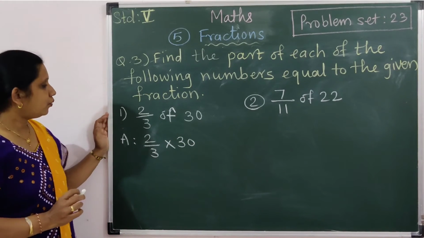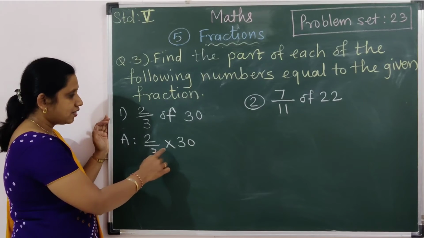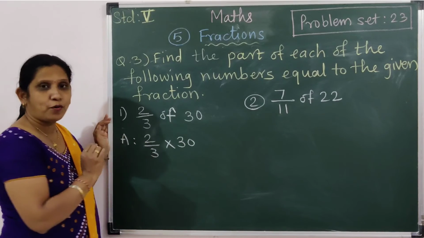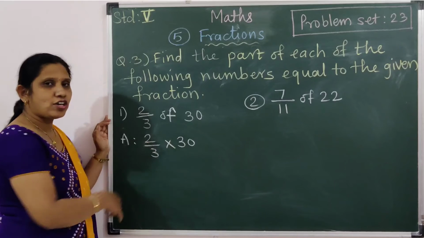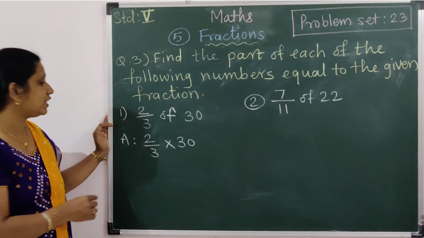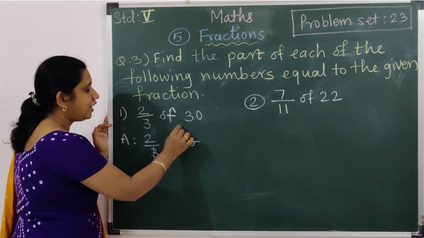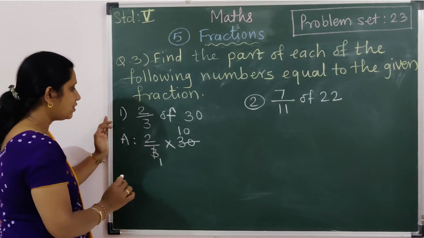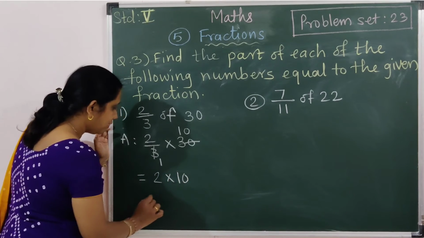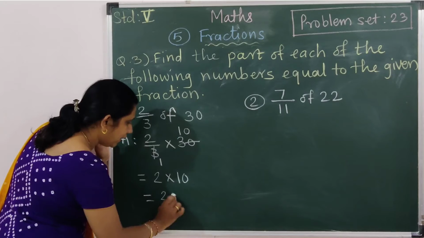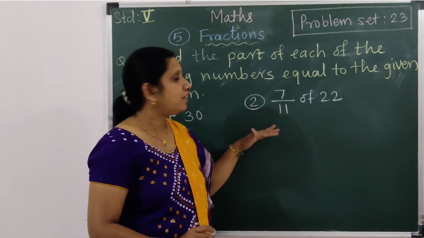Okay. Now it is again a very simple thing, children. 30 means what? 30 upon 1. So we need not write that denominator 1. So by cross multiplication we can do the cancellations. 5 ones are 5. Here also cancel this. 5 sixes are 30. So your answer will be 2 multiplied by 6. So your final answer will be 12. Is it clear? Now let's see example number 2.